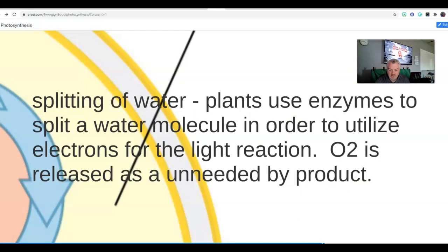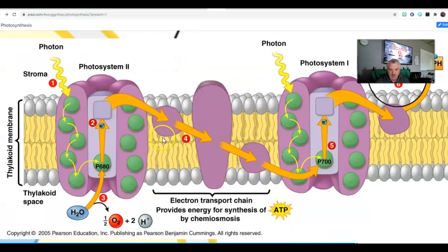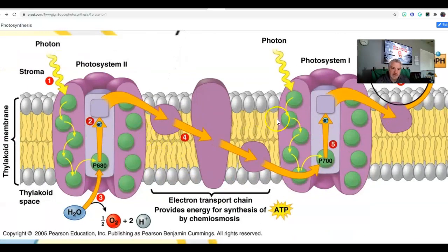All right, I want to come back to this in just a second. If we start off here, this is the light reaction. Now you'll notice there are two photosystems, photosystem 1 and photosystem 2. Photosystem 1 was named first because it was discovered first, but it actually occurs second in the process. Photosystem 2 actually occurs first.